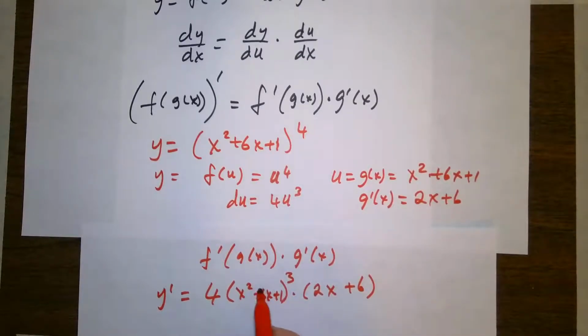The u is the inside function. I forgot the 3. So 4 times g of x to the 3rd, that's the derivative of u to the 4th, times the derivative of the inside bit. So I've got the inside and the outside. The chain rule says it's the derivative of the outside times the derivative of the inside. All right, let's take a look at some more examples.